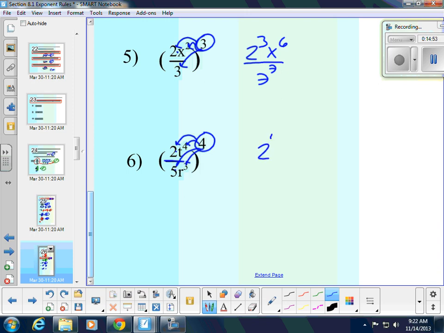So 2 to the 4th power, t to the 4th again. We'll multiply those exponents together again. That's that rule. I'll get t to the 16th, so that's what I get on top. 5 to the 4th power then it becomes, and r to the 3rd to the 4th. Multiply those together, I get r to the 12th.